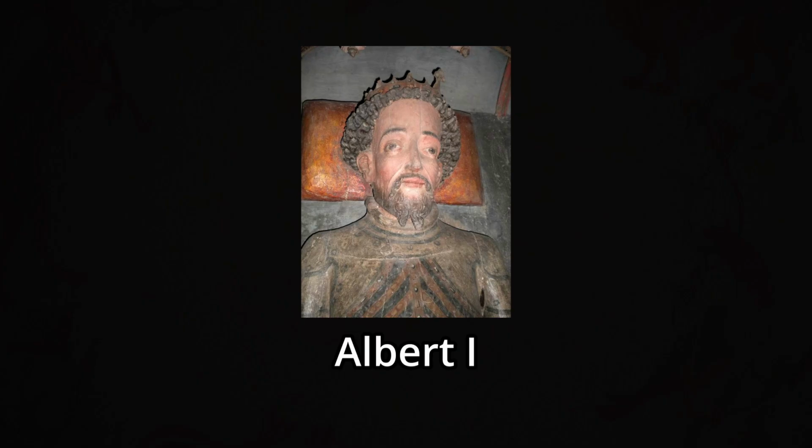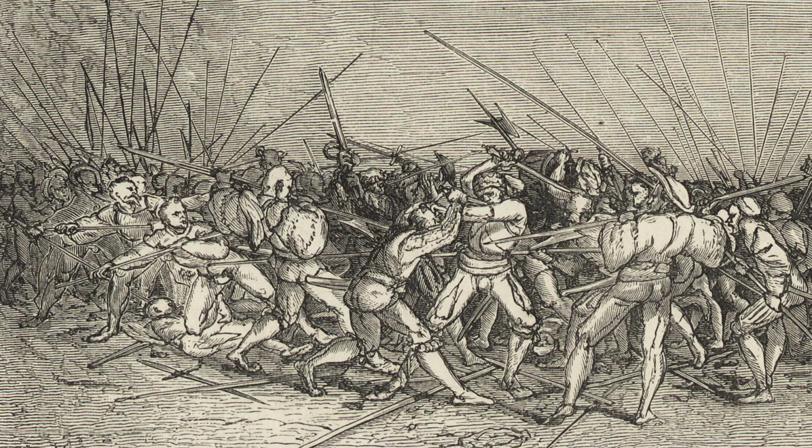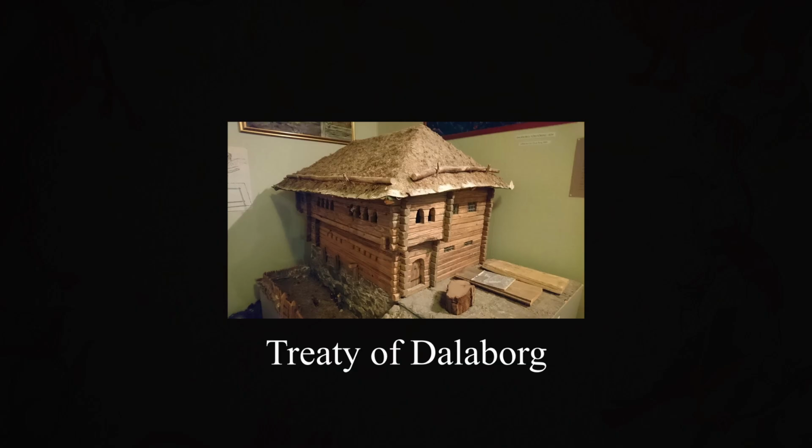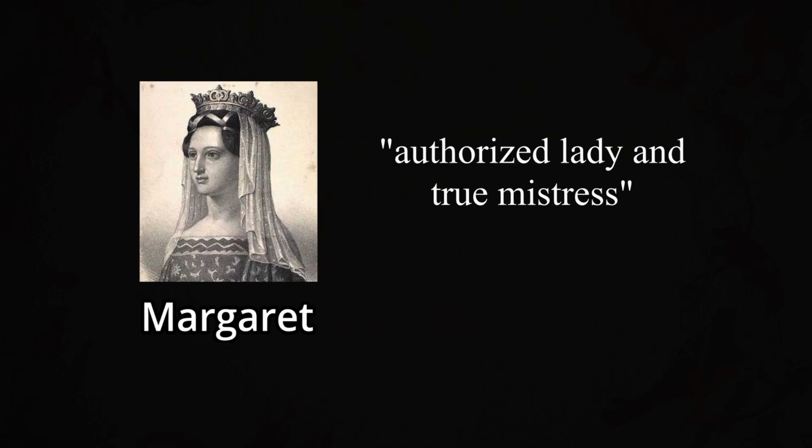A domestic crisis followed where Albert tried to solidify his control by taking the inheritance of one of Sweden's most powerful lords. But his inability to conquer Scania did not favor his cause, and many Swedish nobles turned to Margaret for support. Through the Dalaborg Treaty, Margaret was recognized as Sweden's authorized lady and true mistress by the gathered Swedish nobility. But in the same year, Olof suddenly fell ill and died. But how is it going for Albert?